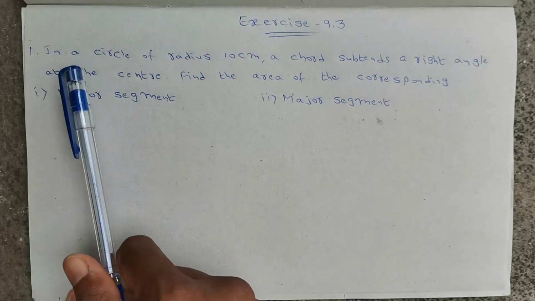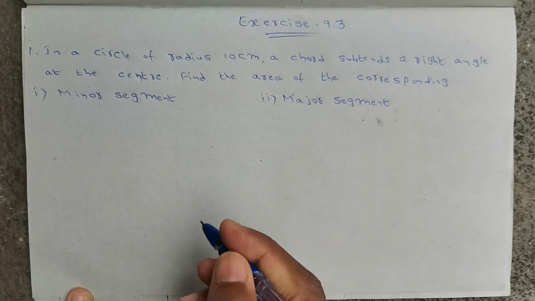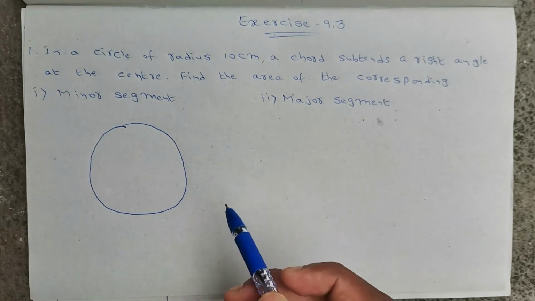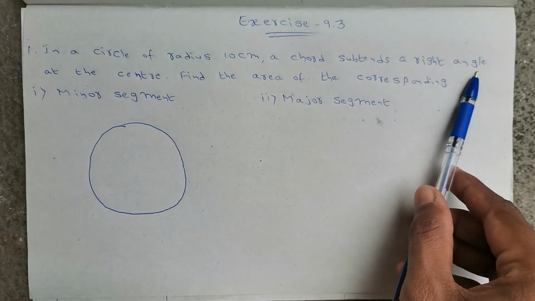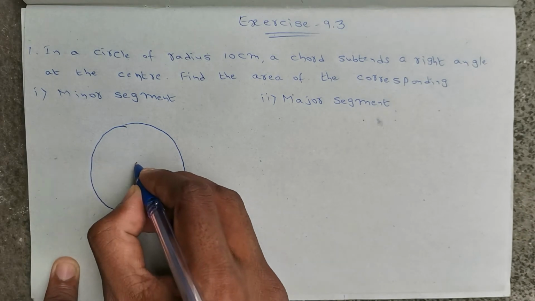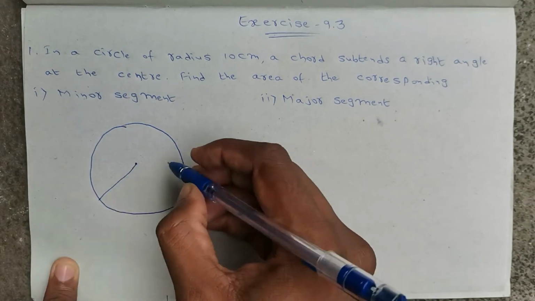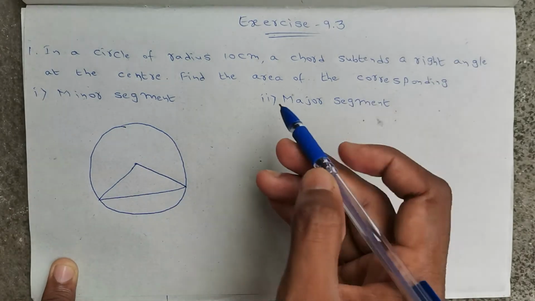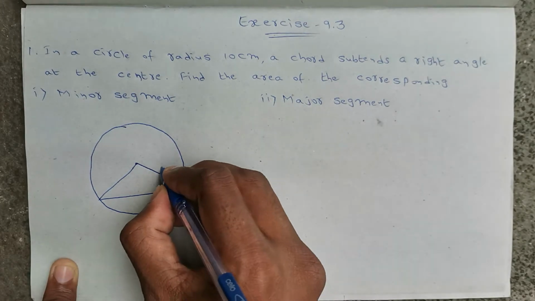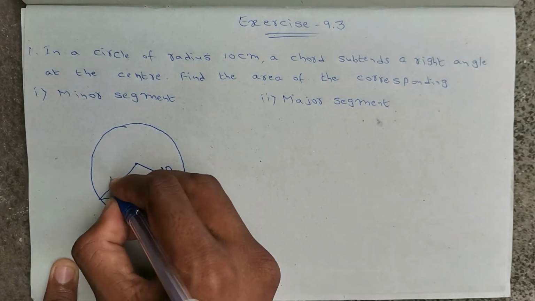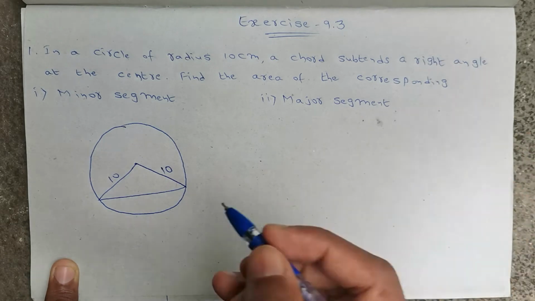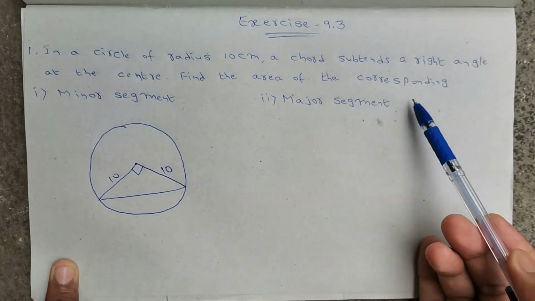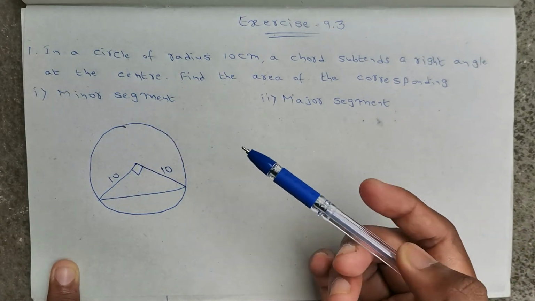Okay, question number 1 is: in a circle of radius 10 centimeters, a chord subtends a right angle at the center. One radius, two radii, and in between these two radii one chord is there. He is clearly mentioning that the radius is 10 centimeters, here also 10 centimeters. Next, it subtends a right angle, so these two radii are subtending a right angle at the center. Then find the area of the corresponding minor segment.